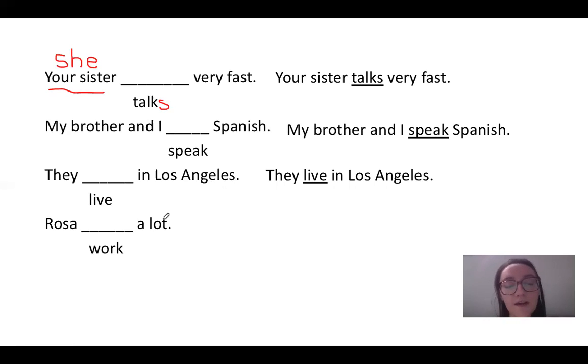Rosa work a lot. Well, it's going to be Rosa works a lot because Rosa is she, right? So she needs an S at the end. Rosa works a lot. She works a lot.